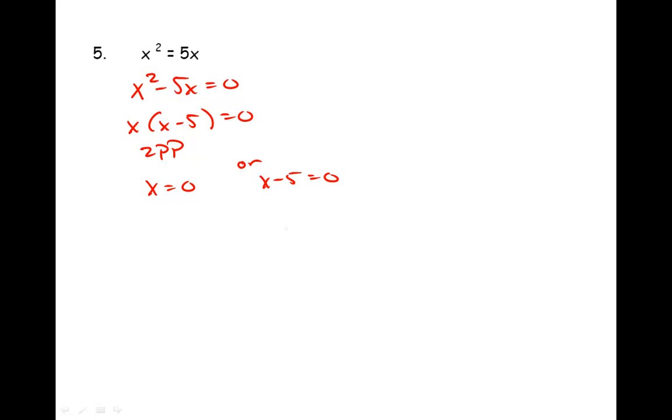Number 5, what we want to do is set it equal to 0, so we subtract 5x from both sides. Then we do a greatest common factor, so we can factor out an x, and we're left with x times x minus 5 is equal to 0. Now we do zero product property. X is equal to 0, or x minus 5 is equal to 0. So when we solve, x is either equal to 0, or x is equal to positive 5.